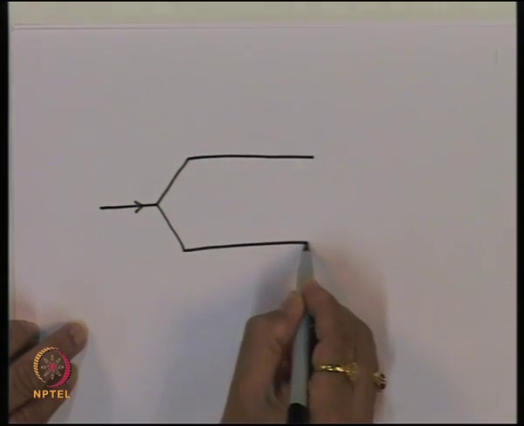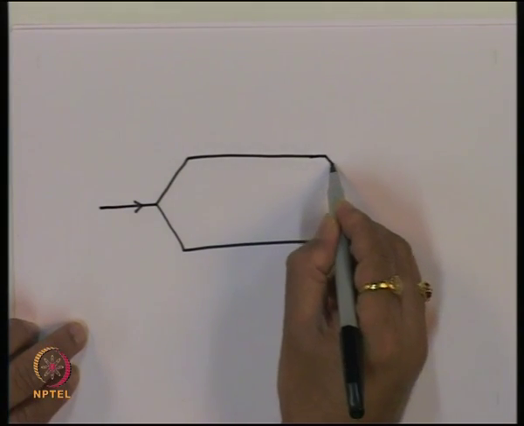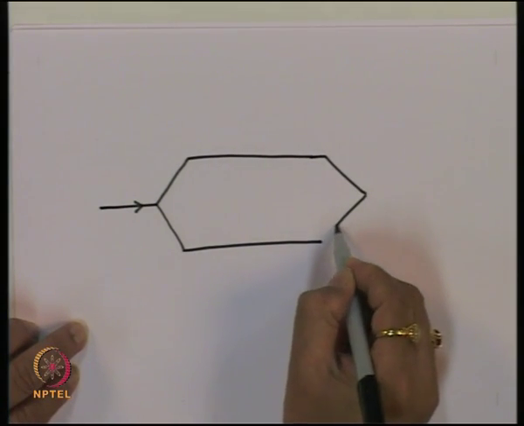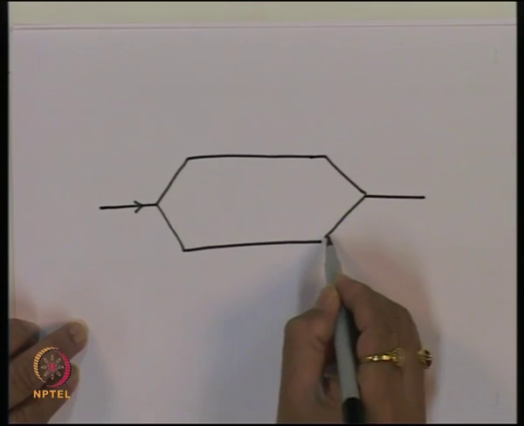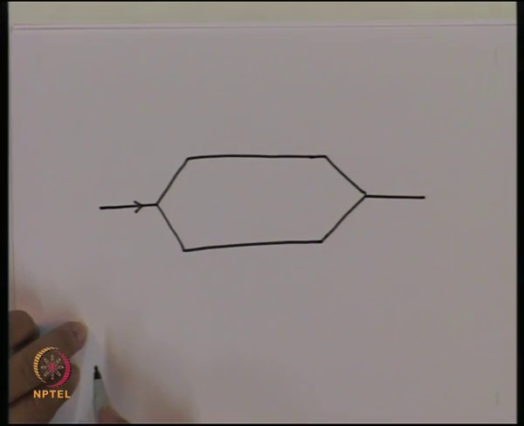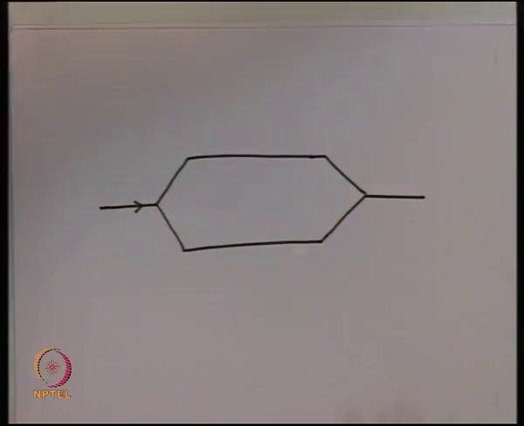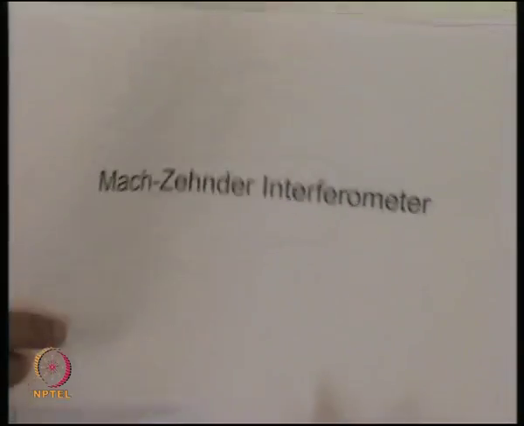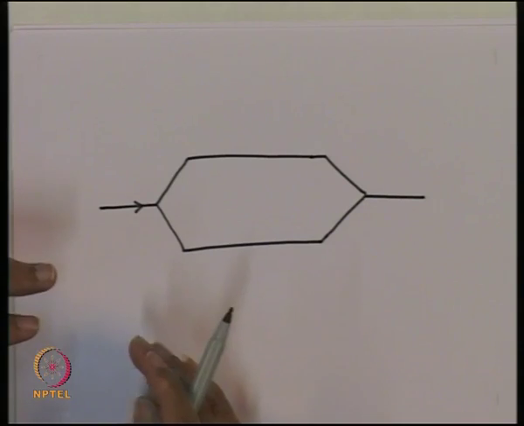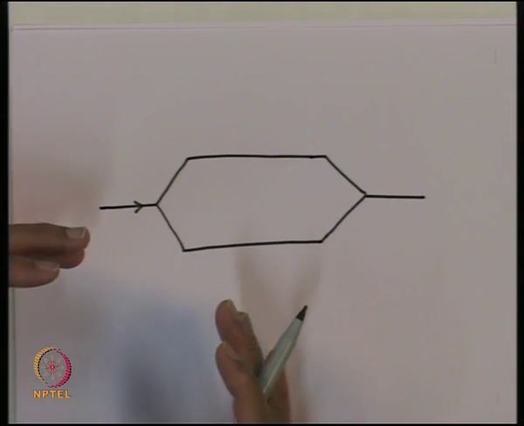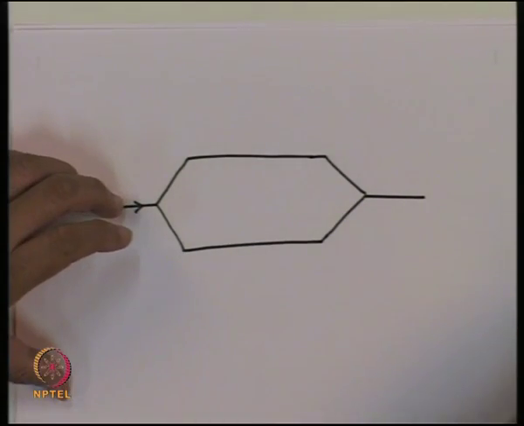It goes by two arms. You combine this light back in this and you get the output. This is the device which is what is called the Mach-Zehnder Interferometer. So what we are showing here is the plan on the lithium niobate.